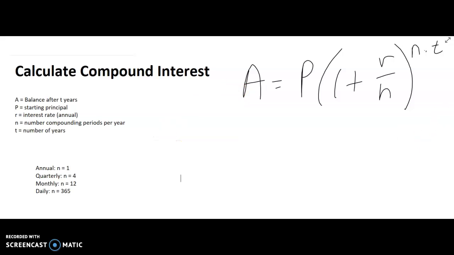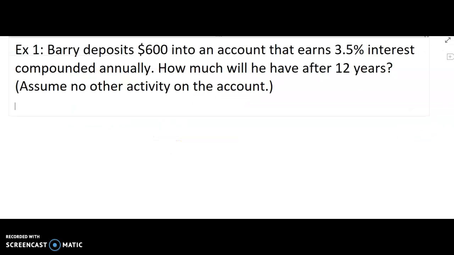Okay, so let's play a little bit here. Barry deposits $600 into an account that earns 3.5% interest compounded annually. How much will he have after 12 years? Now, we are assuming that there's no other activity, so no deposits, no withdrawals, nothing. Just money in there, collecting interest annually.